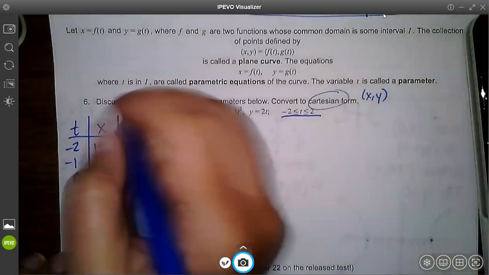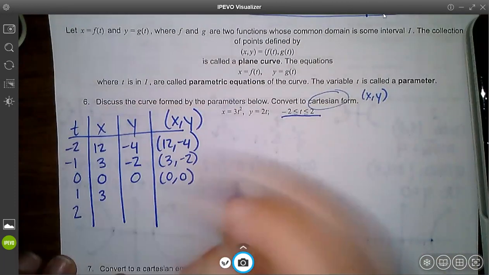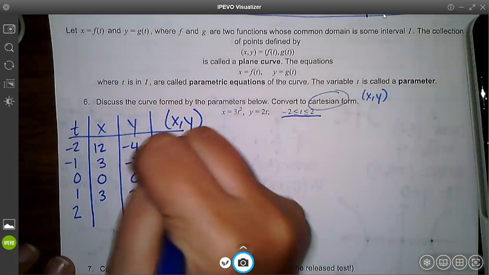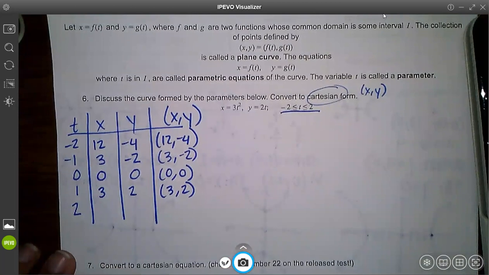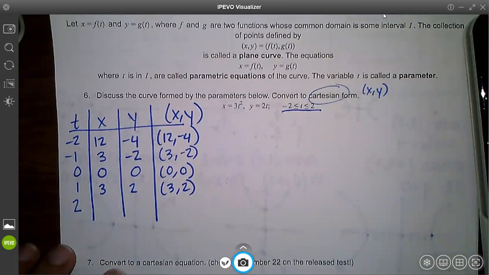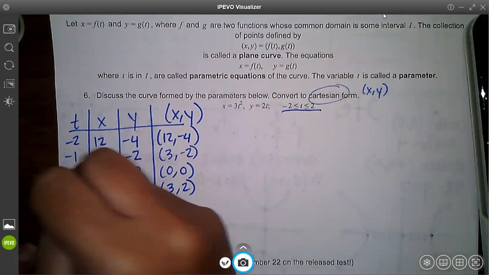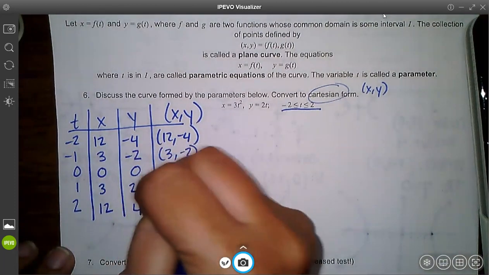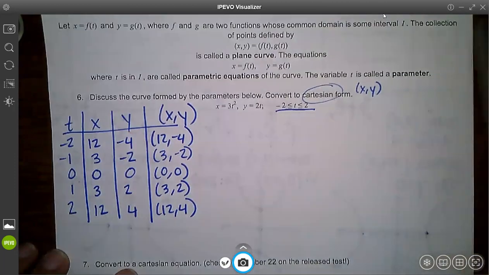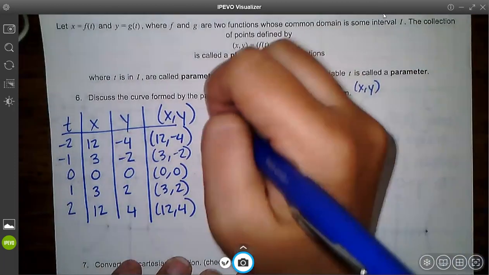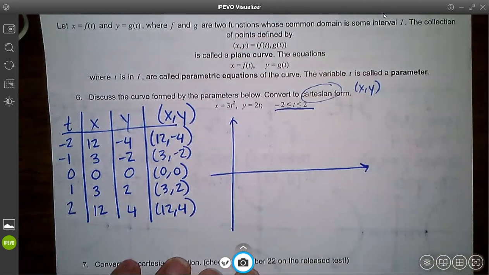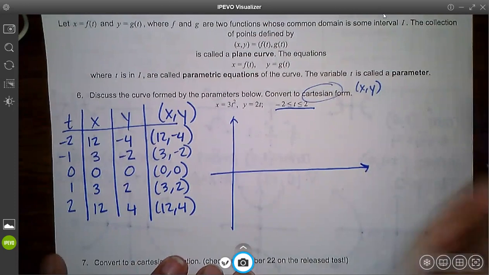Three times 1 squared is 3. 2 times 1 is 2. Three times 2 squared is 12. 2 times 2 is 4. So 12, 4. Then I'm going to graph these values. I have the point 12, -4.